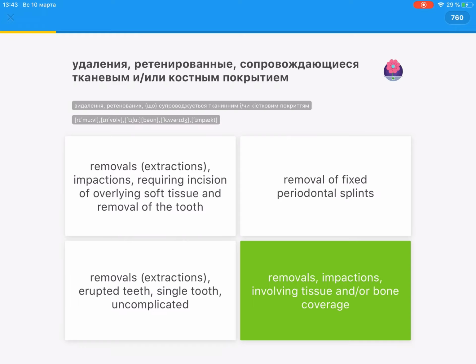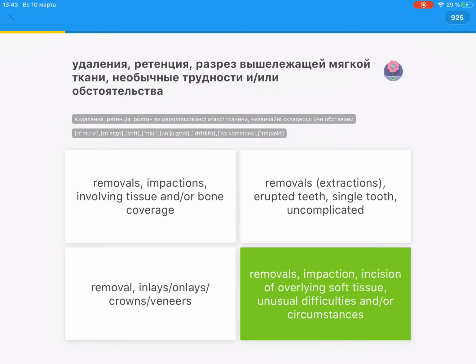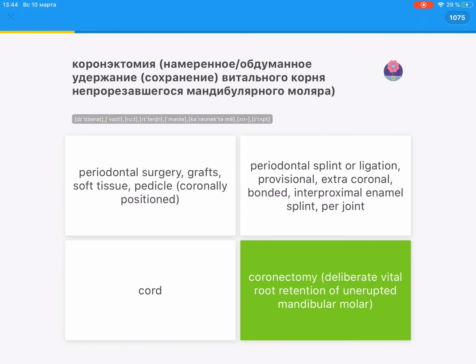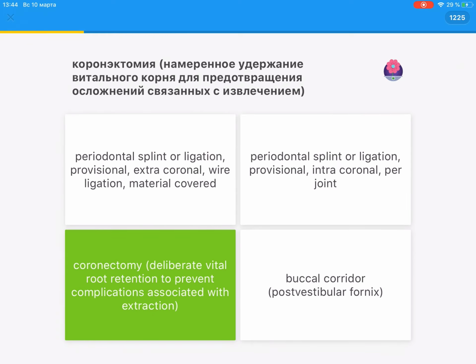Removals, impactions involving tissue and bone coverage. Removals, impaction, incision of overlying soft tissue, unusual difficulties and circumstances. Coronectomy, deliberate vital root retention of unerupted mandibular molar. Coronectomy, deliberate vital root retention to prevent complications associated with extraction.